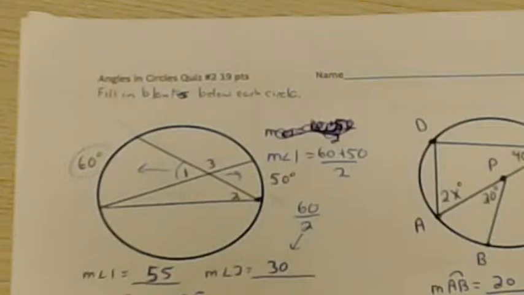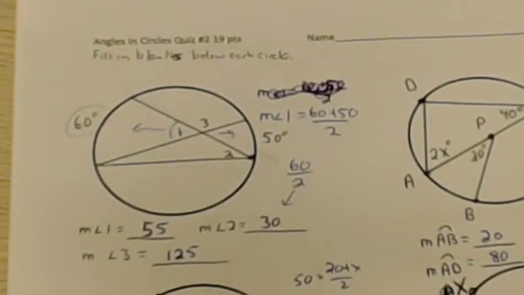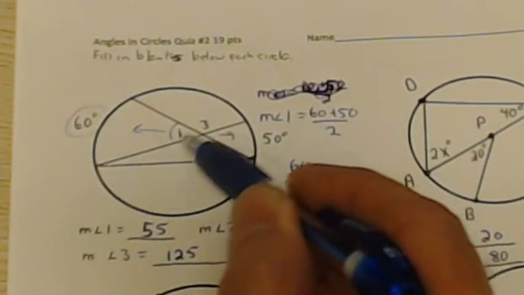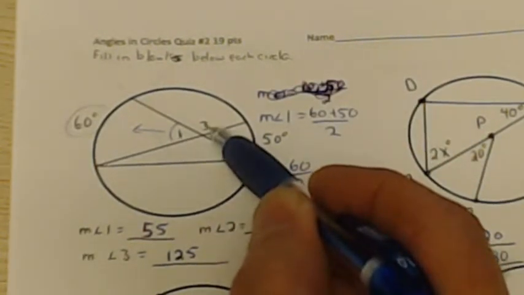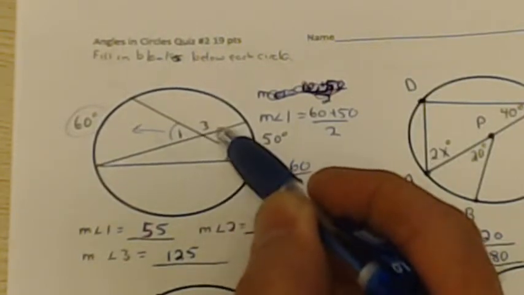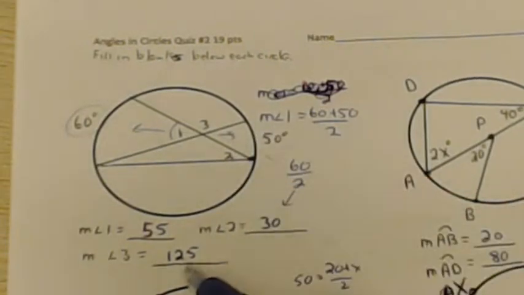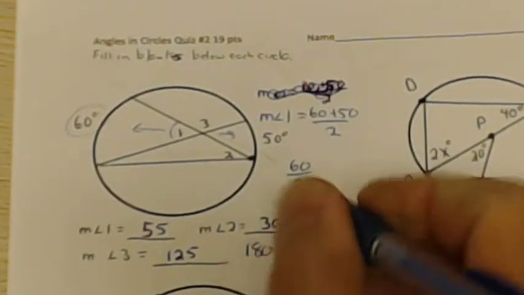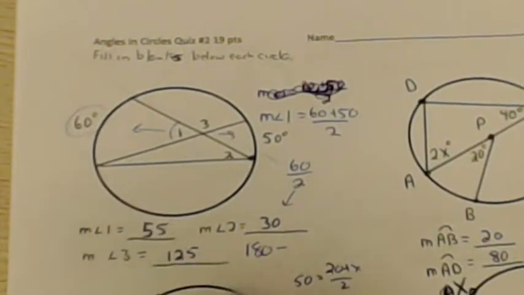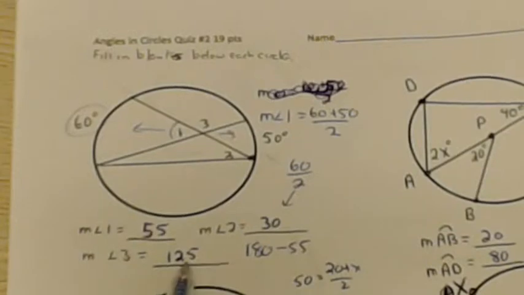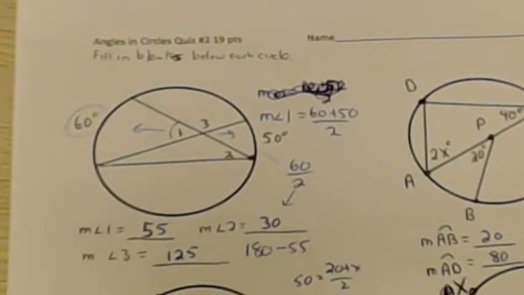The measure of angle 3 has nothing to do with circles directly. It has to do with the fact that angles 1 and 3 are a linear pair. And we've known since last fall that linear pairs are supplementary. In other words, their measures add to 180. So to find the measure of angle 3, I'll just take 180 and subtract away angle 1, which we figured out to be 55. And 180 minus 55 is the 125 you see here.